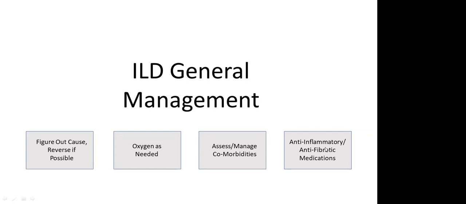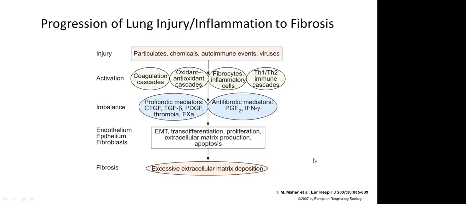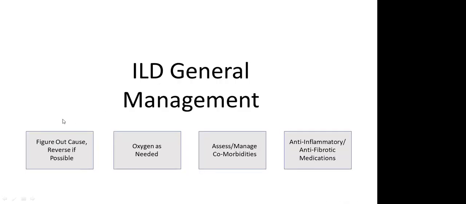That deals with this facet of the management. But in general, for all ILDs, you want to do the same approach, which is figure out the cause and reverse it if possible. So if it's a medication exposure, a home exposure, like the person has a bunch of birds or something, you try to figure out what it is and stop the exposure. You give them oxygen if needed, of course, so that there aren't complications: hypoxemia, worsening pulmonary hypertension, things like that.